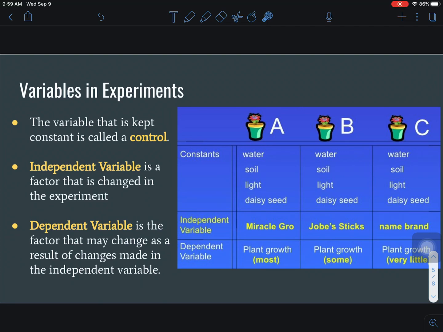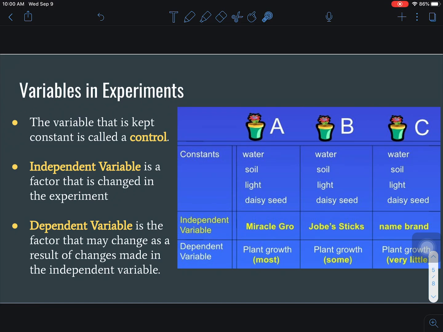And then your dependent variable is what is going to be measured or what results in the change. So if we go through a given experiment with plants, we are going to try to determine what brand of fertilizer is the best for plant growth, right? So things that we're going to keep constant, controlled variables, are the amount of water they get, the type of soil they get, the amount of sunlight they get, and we're going to use the same brand of daisy seeds. We're going to use the same number of daisy seeds. We're going to use the same age of daisy seeds. We want to keep as many things as constant as possible.